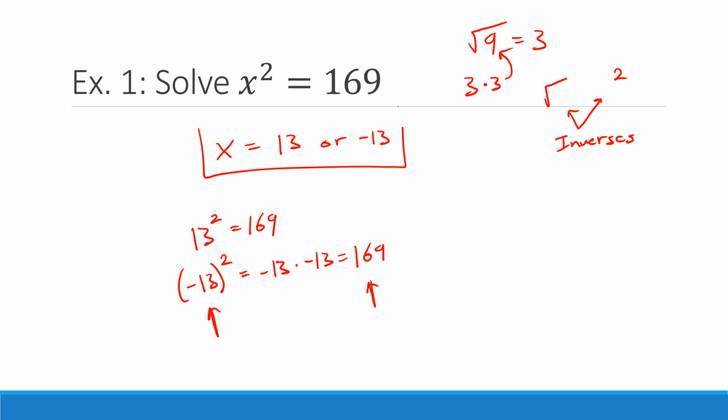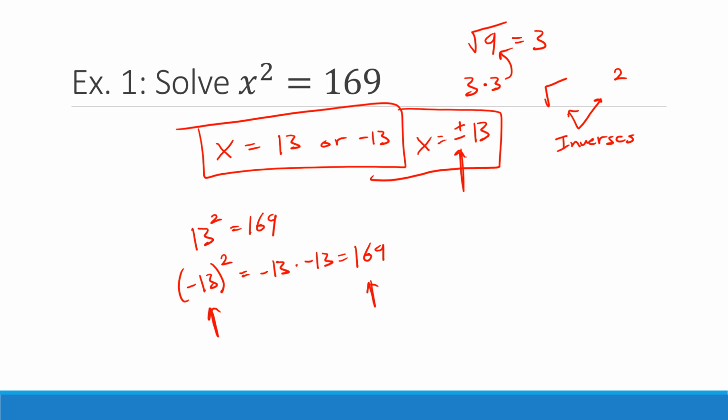So we could either write x equals 13 or negative 13, or you will often see it written like this, plus or minus 13. And this plus or minus literally means, hey, positive 13 and negative 13 both work.